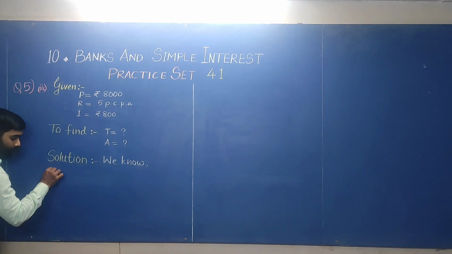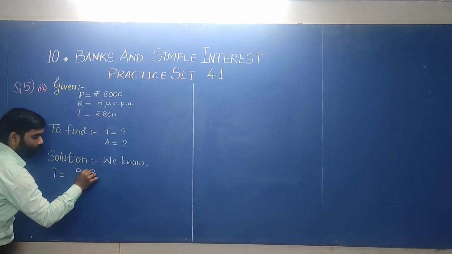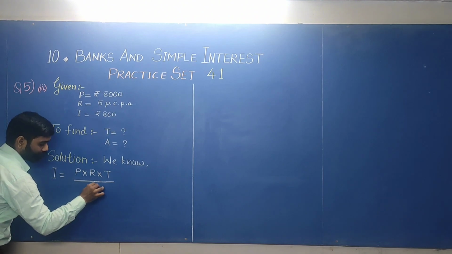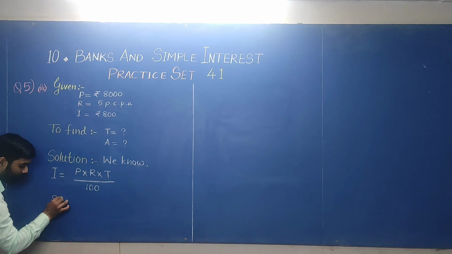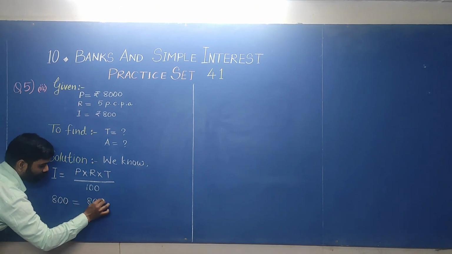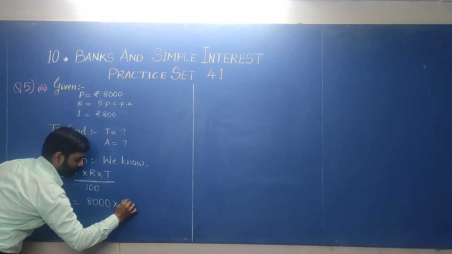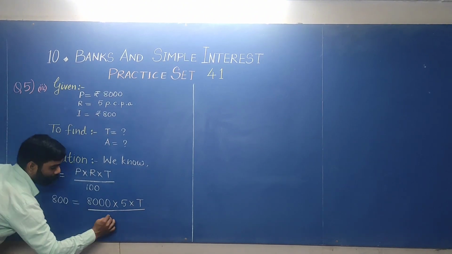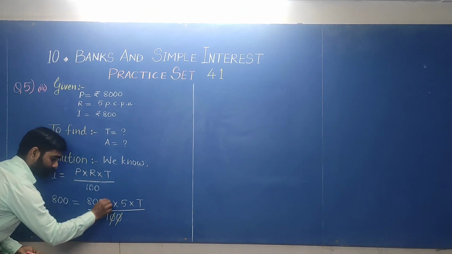what we know, that is I is equals to P into R into T upon 100. I is given as 800, so we are putting 800 in place of I. Principal is given as 8000, so we are putting 8000. Rate is given as 5, so we are putting 5. Time we don't know, so we are keeping it as it is, upon 100. Here we will cancel these two zeros.